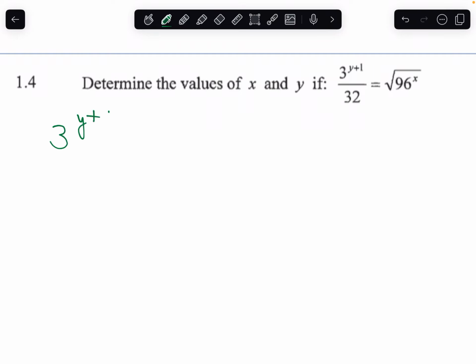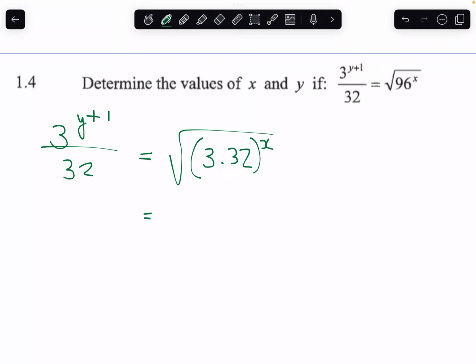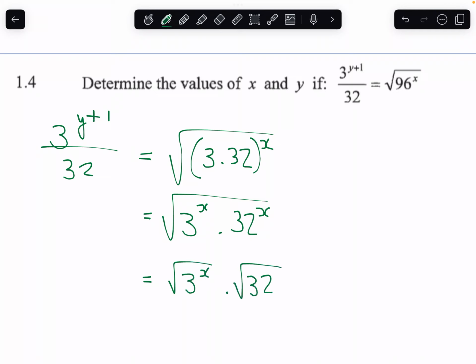So 3 to the y plus 1, divided by 32, and the 96 we can rewrite as 3 times 32, to the x, which is the same as the square root of 3 to the x times 32 to the x, which we can rewrite as the square root of 3 to the x times the square root of 32 to the x, because the square root of a times b is the same as the square root of a times the square root of b.